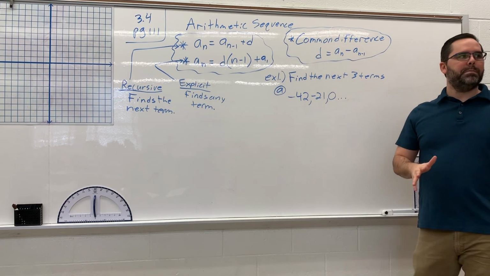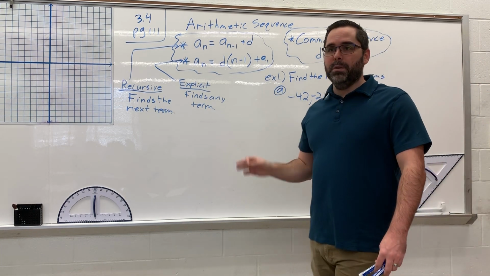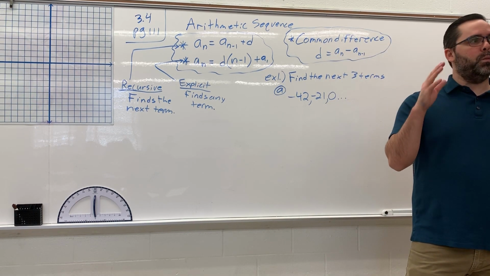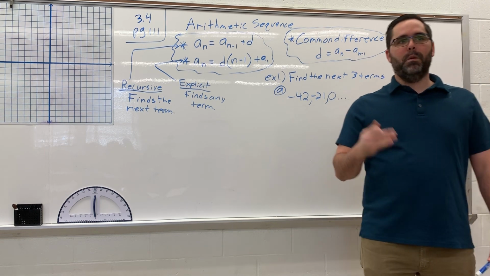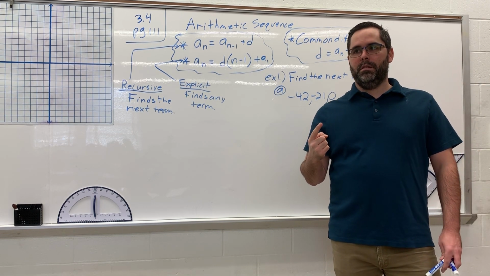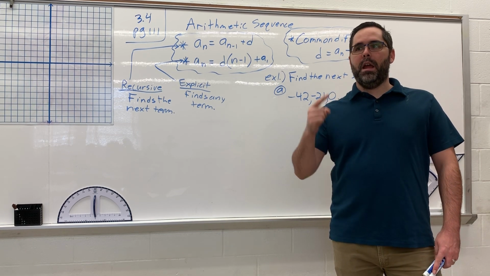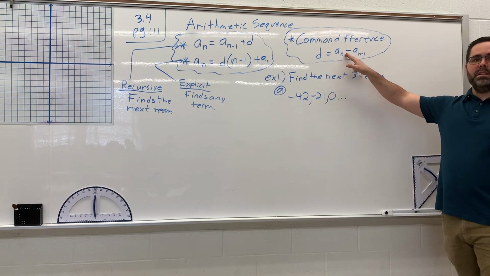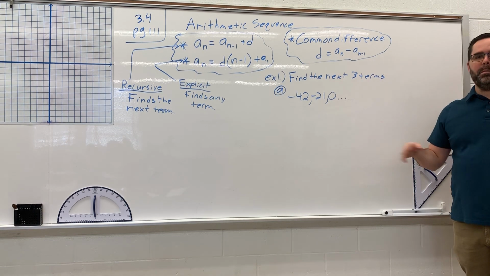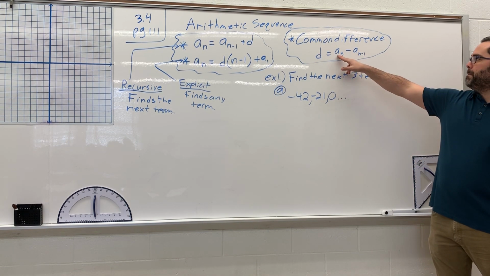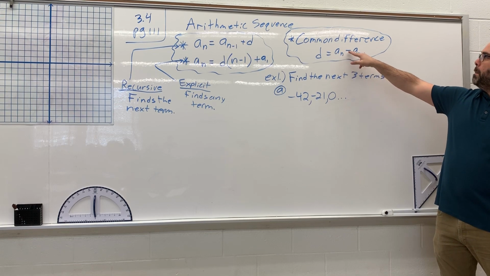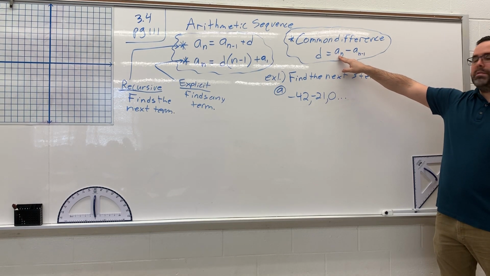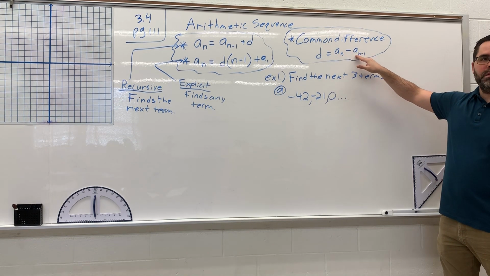Subscript is not like an exponent. A sub 2 does not mean A squared. It means the second term. So the subscript tells us what position it is in the sequence. So what would A sub 1 be? The first term. A sub 2 would be the second term. What is A sub n? Well, that means any term. N is the nth term. It's some unknown term. So A sub n minus A sub n minus 1 means some term in the sequence minus the previous term.